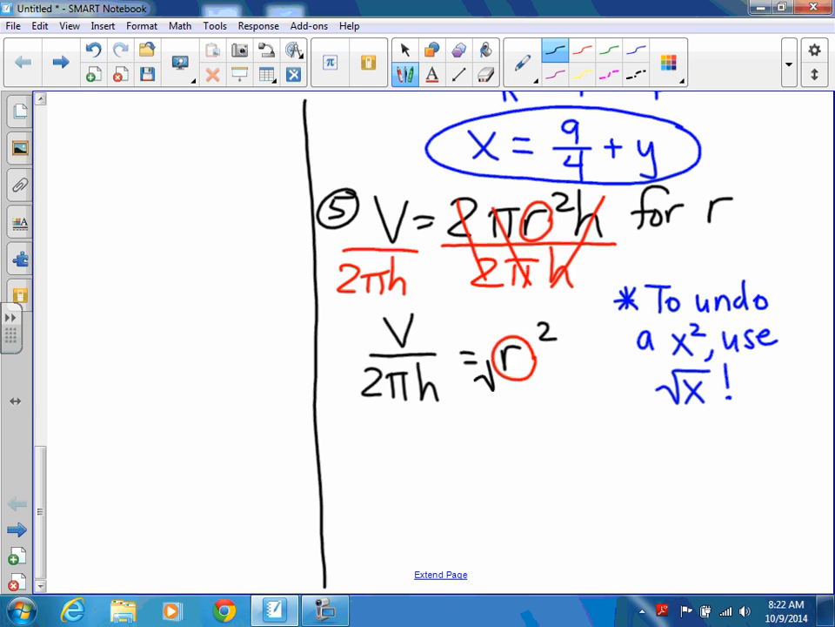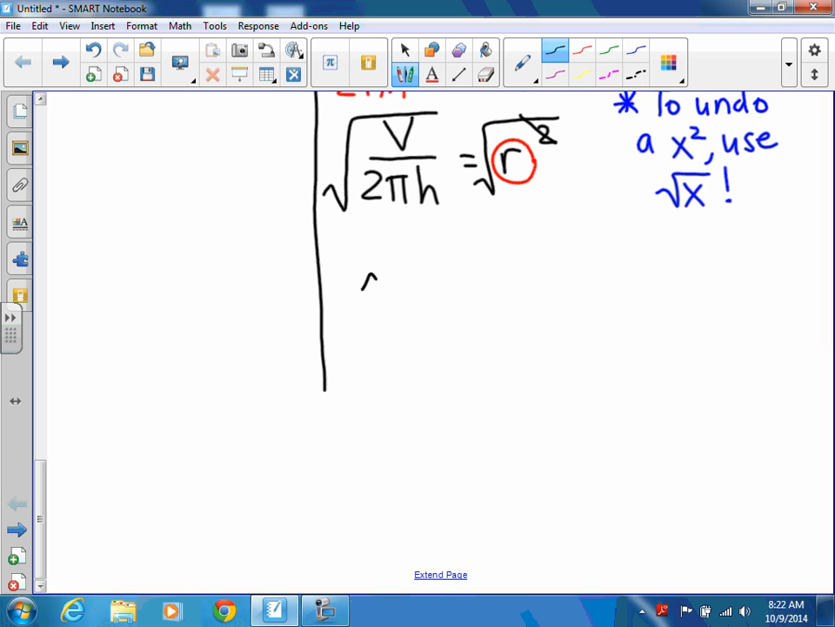So I'm going to square root both sides and make sure it's a big one on the left because it's got to have everything else underneath it. And that square root sign cancels out that square. So now your final answer is going to say the square root of V divided by 2 pi h, all of that equals the letter r by itself. So you only do that when the variable that you want to get by itself has the exponent of 2 attached to it. If it doesn't, you don't use the square root.